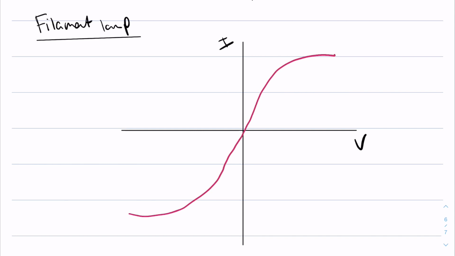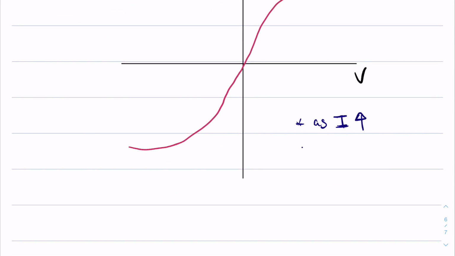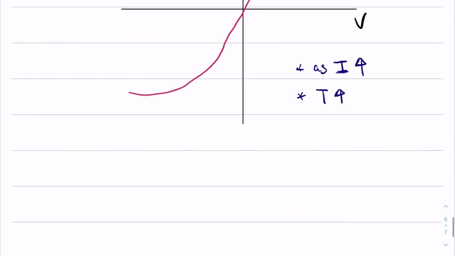So what has happened in this filament lamp? Well, as current increases, as I goes up, temperature goes up, because we're having more collisions with the electrons, and thermal energy is being generated by the current flowing through the lamp. By definition, a filament lamp is a little bit of metal that gets really hot to glow. That is what old school bulbs are. Of course, we use more modern, more energy efficient bulbs nowadays.